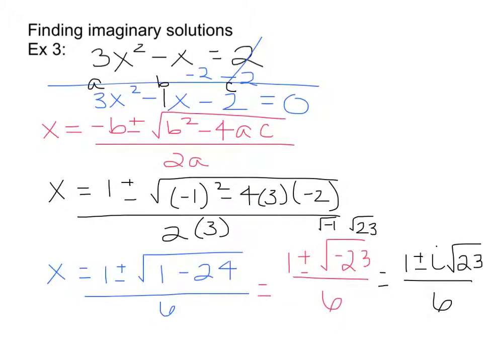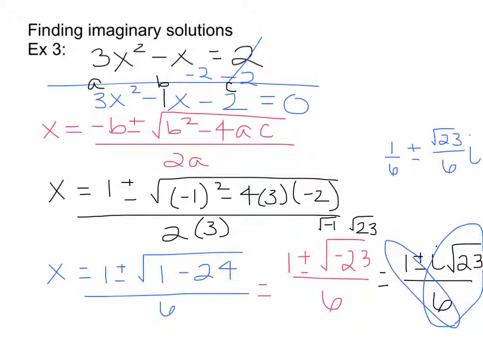If you forgot, when we're talking about complex numbers, since we have an i, you have to write it as the real part, so 1 divided by 6, plus or minus the imaginary part. And remember, if you want to put the i up top or out to the side, it doesn't matter, just as long as you have an i in your answer.